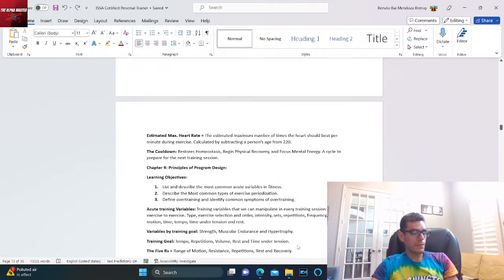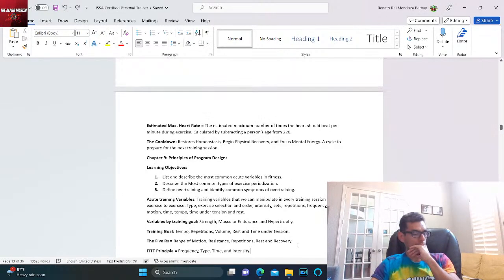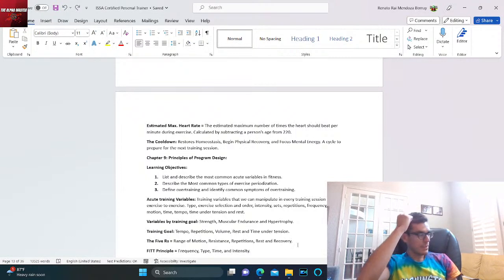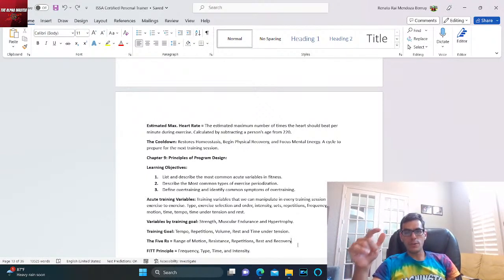The 5 R's for the training goals are going to be range of motion, resistance, repetitions, rest, and recovery.